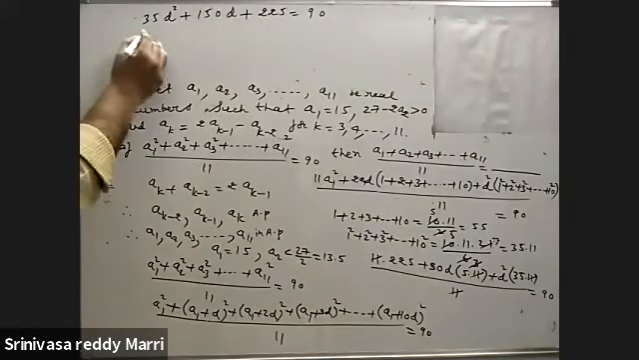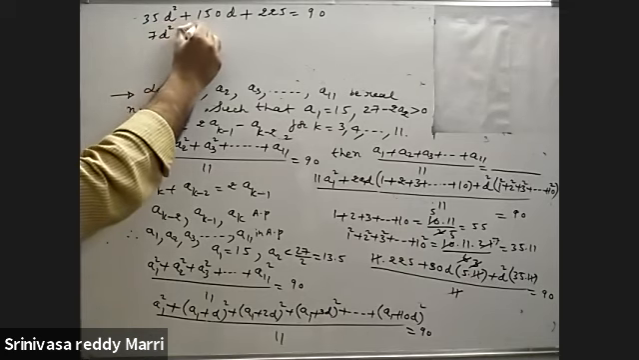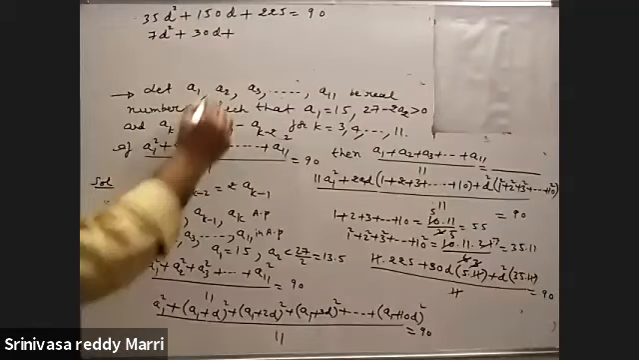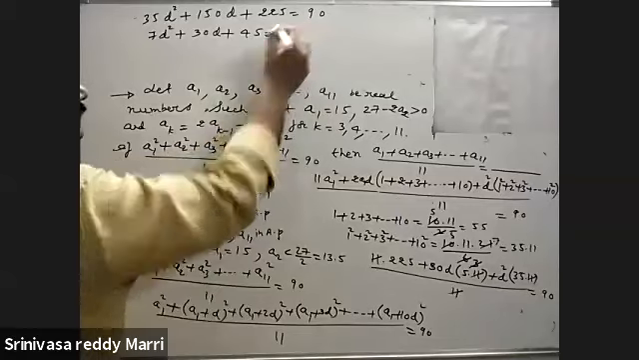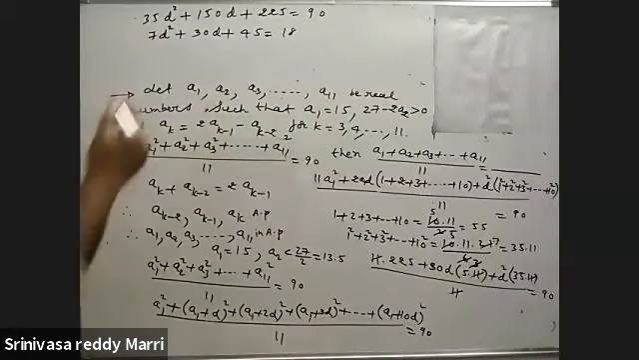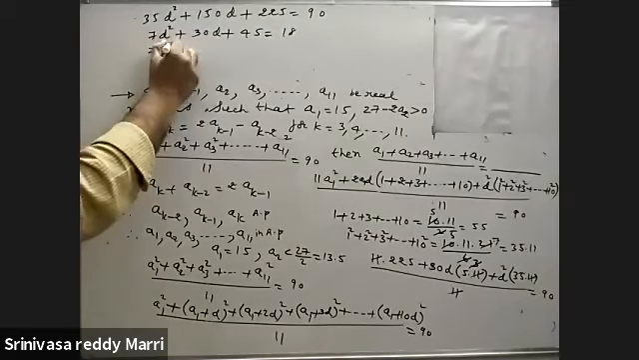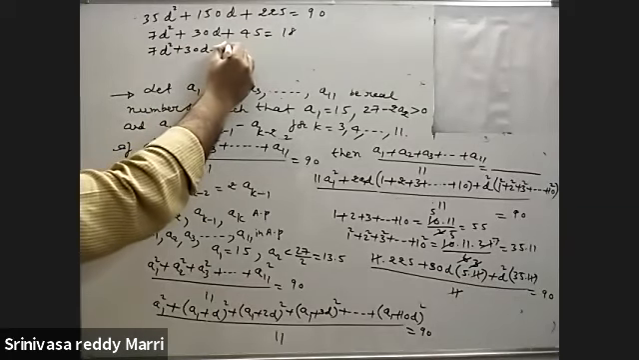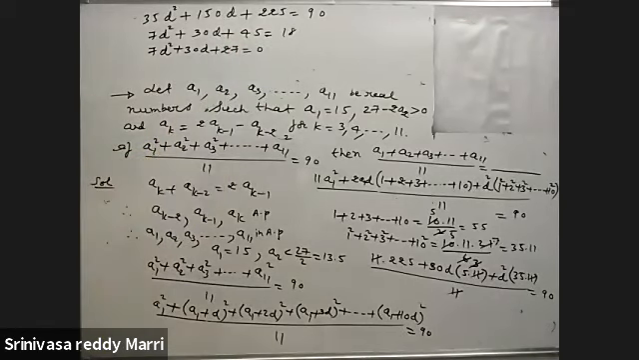Now both sides I am striking off 5. So therefore 7d square plus 30d plus 5 into 45. This is nothing but 18, because I want to find the common difference. So 7d square plus 30d, bring this side. What you will get? 27 equal to 0. Now I want to factorize this quadratic expression.